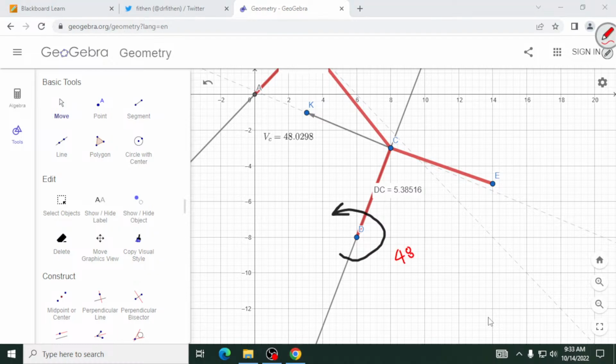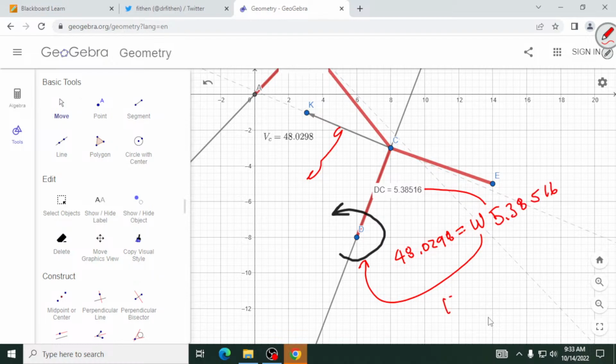So 48.0298, the velocity up here, is equal to the omega of this link times the R, 5.38516. So omega of this link, which is DC, is equal to 48.0298 divided by that length, or this length, which is 5.38516. Okay, give me a second. I think that 48 is still in my calculator. Divided by 5.38516.